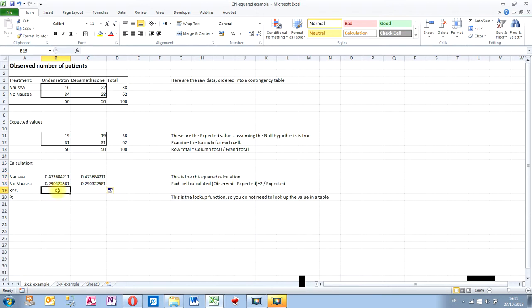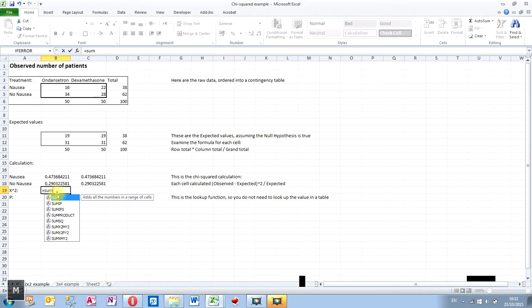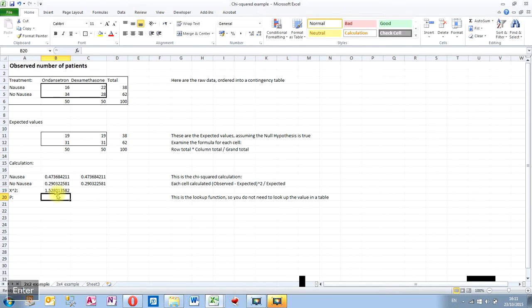The chi-squared value is simply the sum of all these four. So it equals the sum of all those. Okay, so that's my chi-squared value, 1.52. Well, is that significant or isn't it? Well, we could look this up in a table of chi-squared values, but fortunately we have Excel to do it for us, so it'll do that calculation for us.